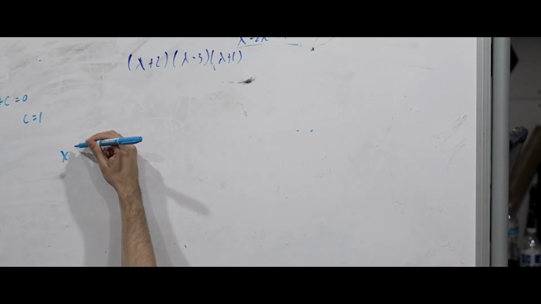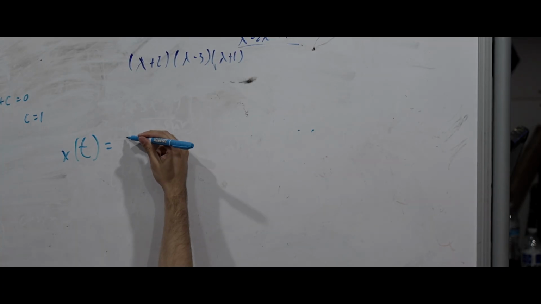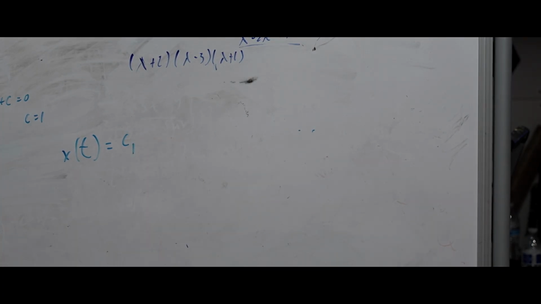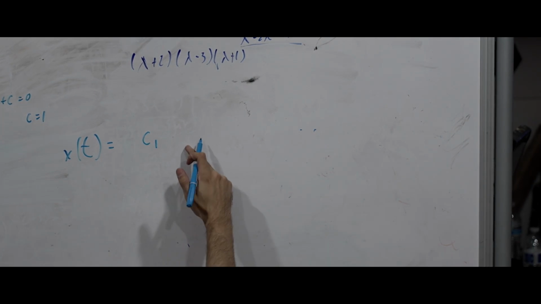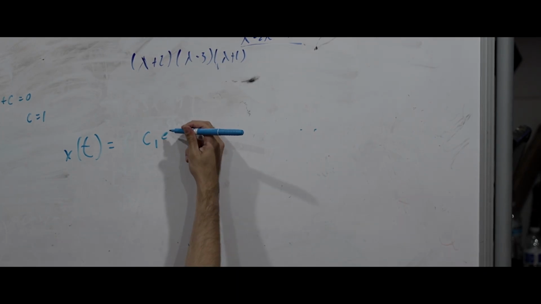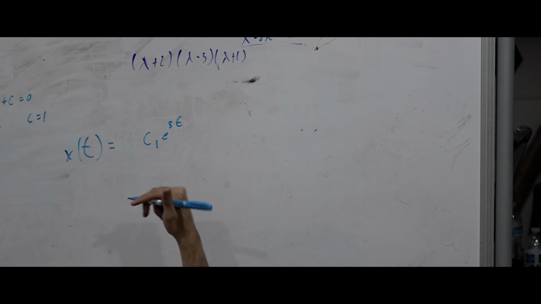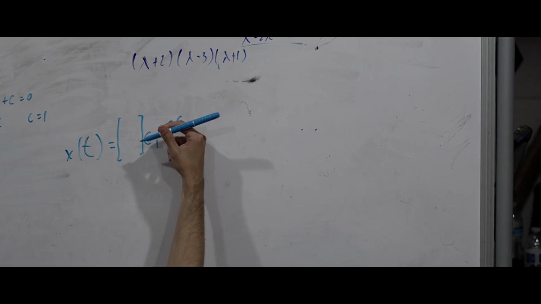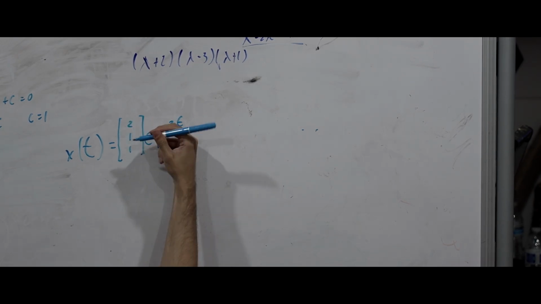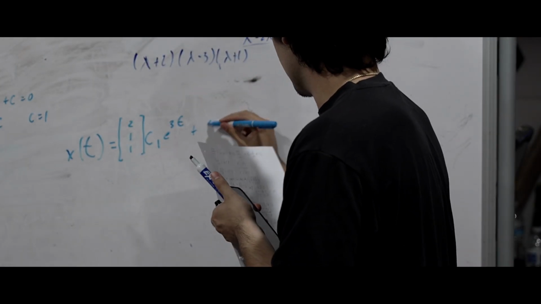So just like normal, our x of t is equal to c1. Actually, I'm going to leave a little space so you can see how cool it is. Because it's just like solving normal differential equations, right? C1 e to the 3t, because that's what our lambda was equal to. But we put this little bracket here, and then we had 2, 1, 1 for our first eigenvalue, plus C2.